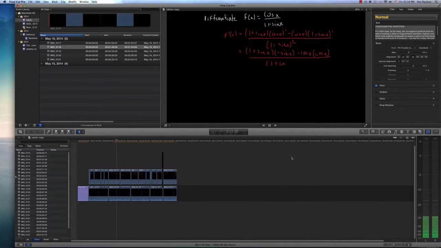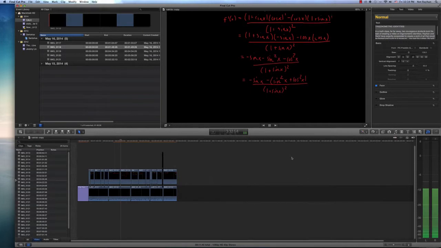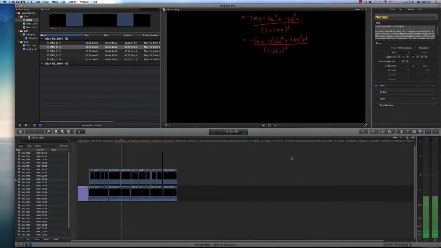This is equal to negative sine x minus sine squared x minus cosine squared of x divided by 1 plus sine x squared. Simplifying this, we get negative sine x minus, in parentheses, sine squared x plus cosine squared x, all divided by 1 plus sine x squared. The reason we did this last step is because then we can use the well-known trigonometric identity, which is sine squared of x plus cosine squared of x is equal to 1. Using this identity, we get negative sine x minus 1 over 1 plus sine x squared.